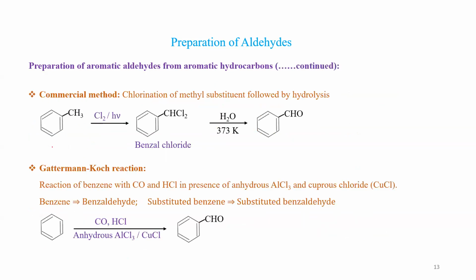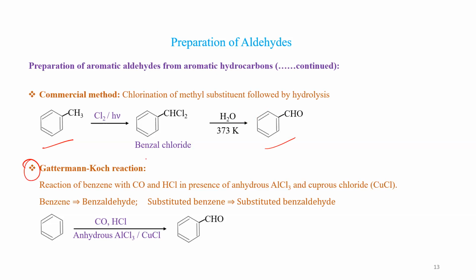Then the commercial method. Toluene is reacted with chlorine in presence of light of suitable wavelength. So we get the formation of benzyl chloride. And this on heating with water at 373 Kelvin, we get benzaldehyde.